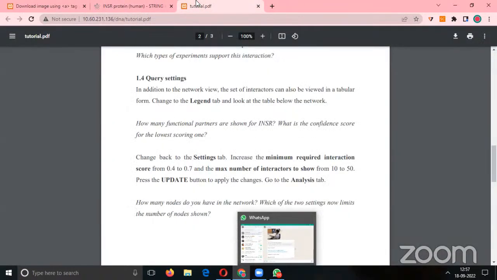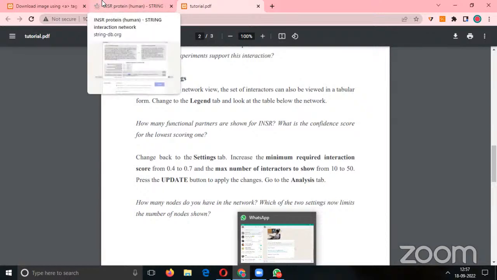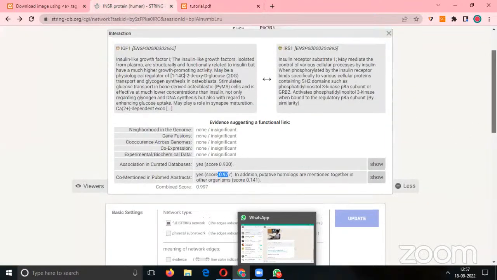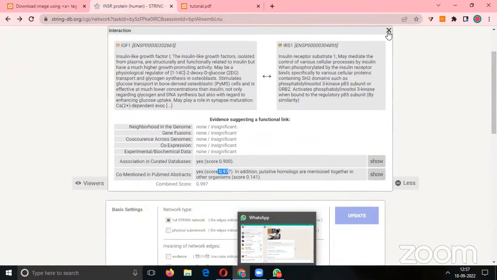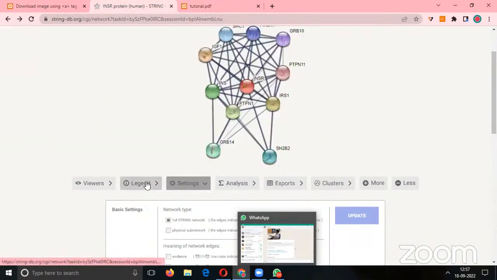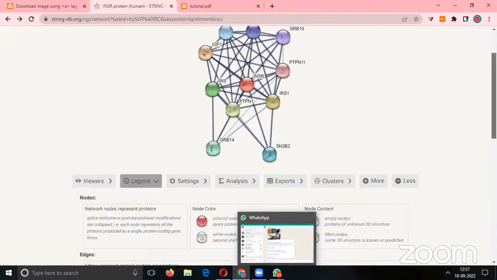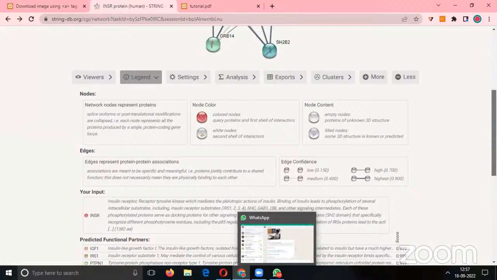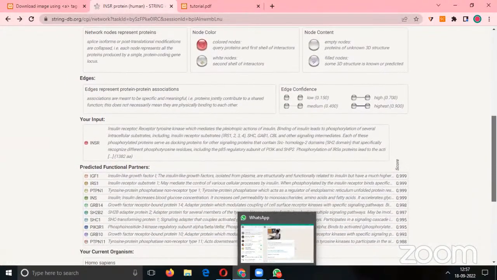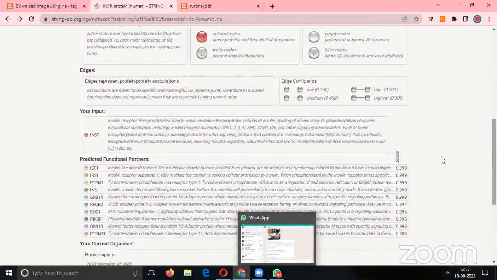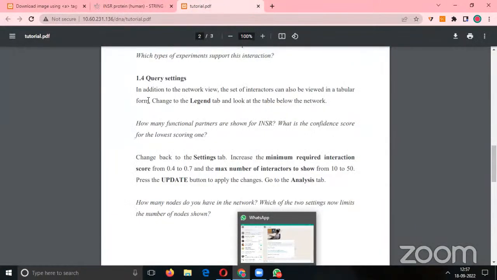Shall we go to 1.4? To do 1.4, you will have to use the tab legend. To do 1.4, use the tab legend. Okay, so what is the question? The set of interactors can also be viewed in a tabular form, in a table.